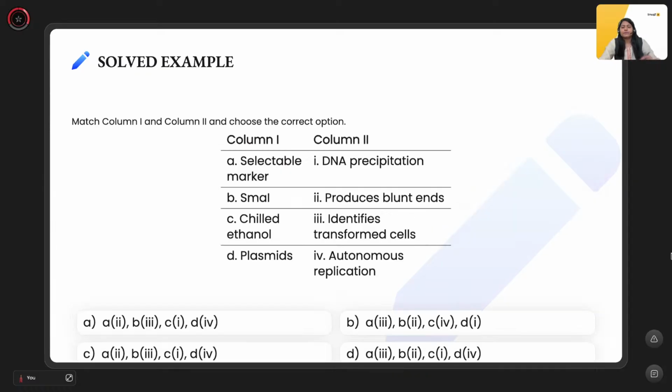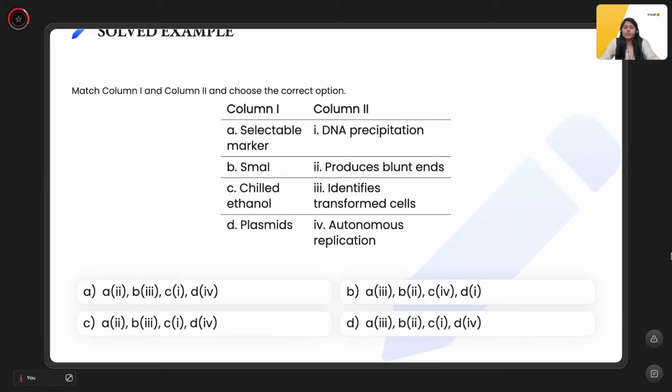Moving on. Again, we have a match the column question. Okay. Selectable marker. What is the function of selectable marker? Okay, you have studied two selectable markers, antibiotic resistance gene and lacZ gene. What do they help you to do? They help you to identify transformed cells. Okay, so A is going to be 3.